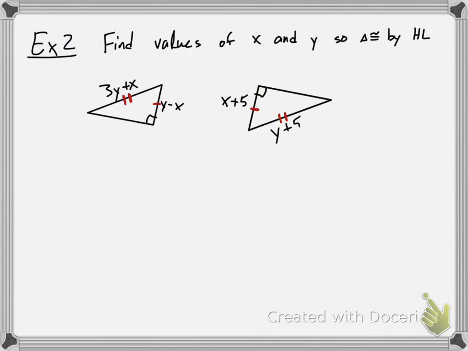Okay. In our last example here, we have two triangles, and we have our right angle along with the hypotenuse and the leg. So we are using HL here to say that they are congruent. And now we have to find the values of X and Y.